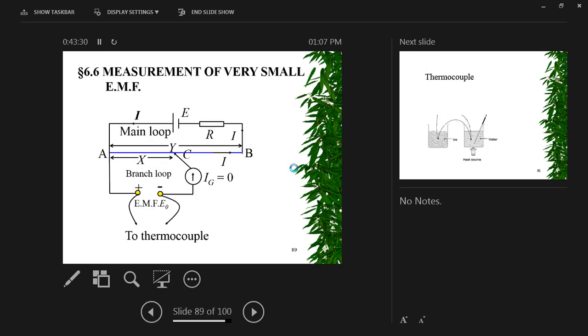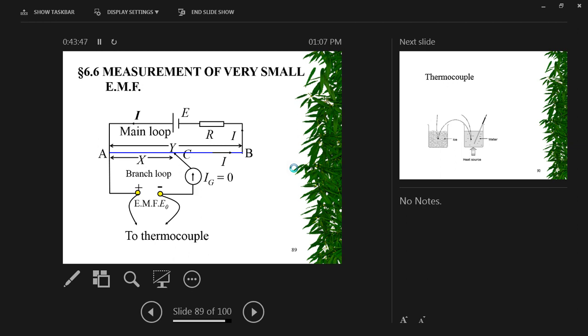Now, look at this potentiometer circuit. This is a regular main loop now. How much voltage do you think the driving potential difference is? The driving EMF is? If I use an AA battery, about 1.5 volts.